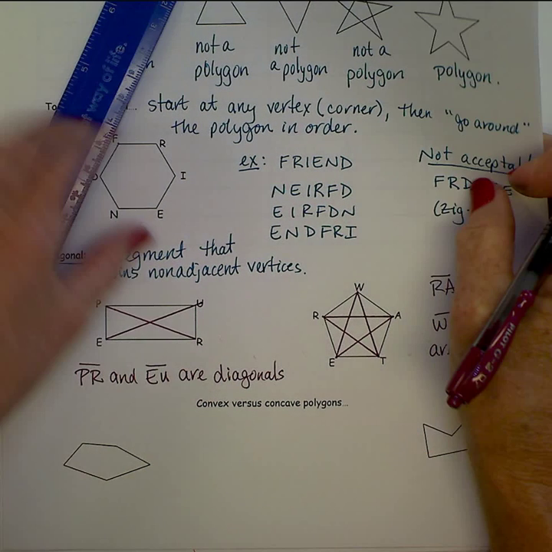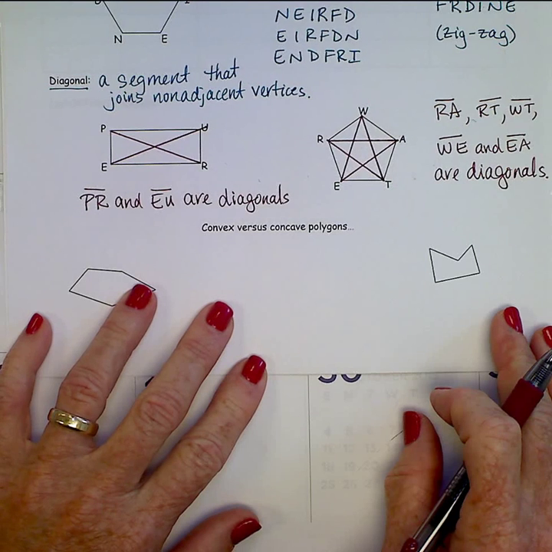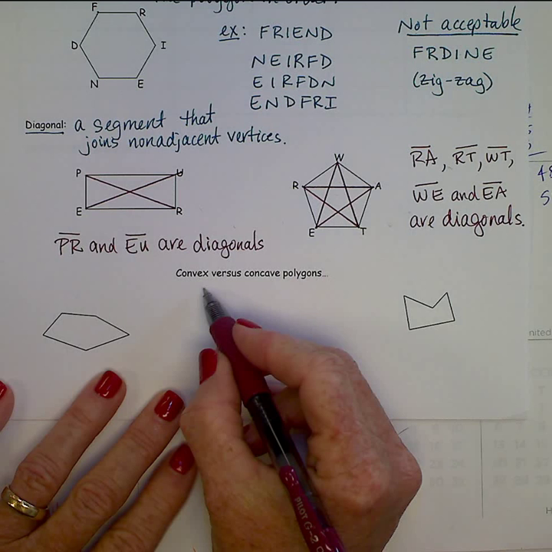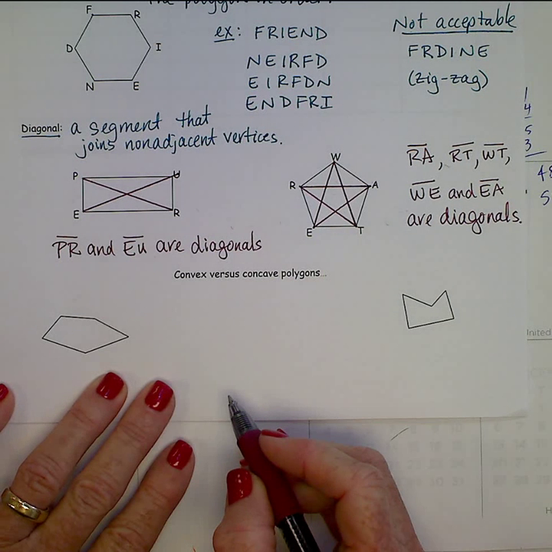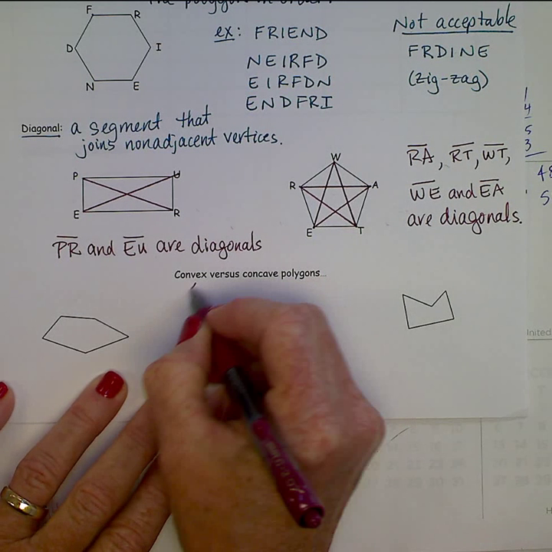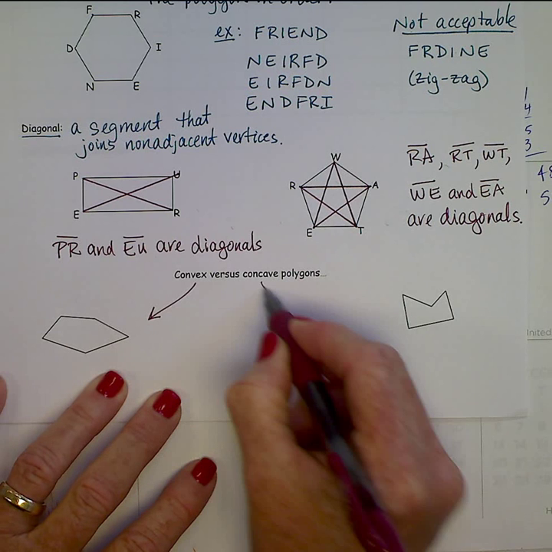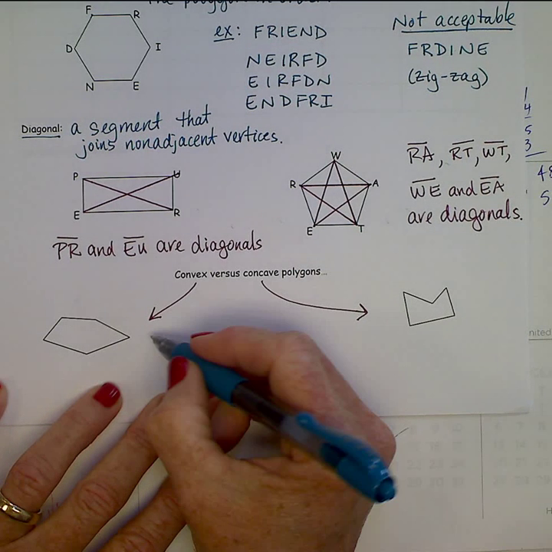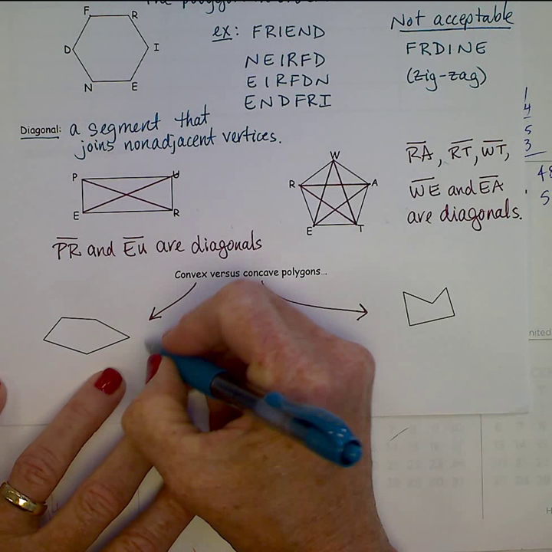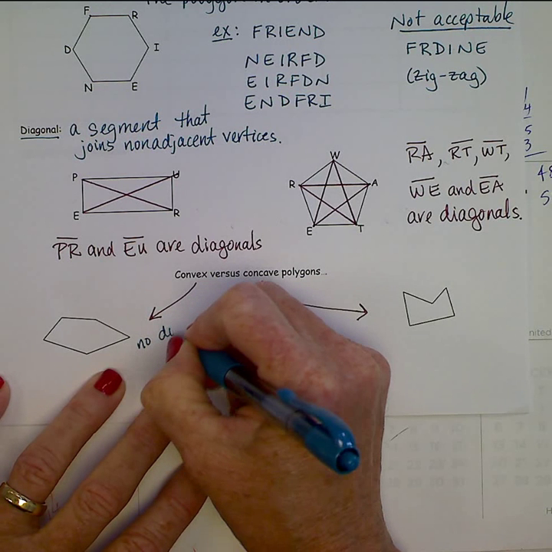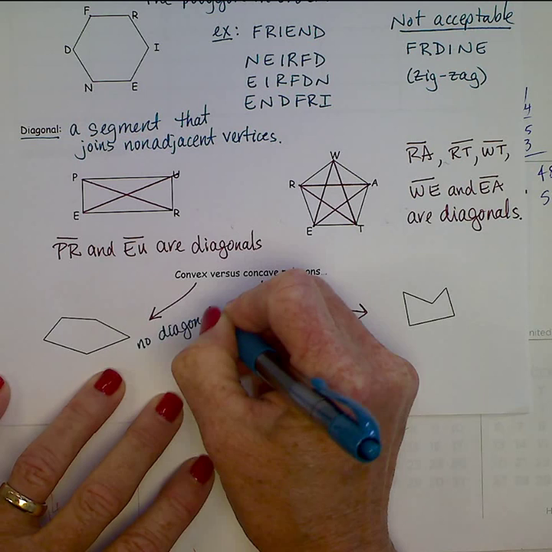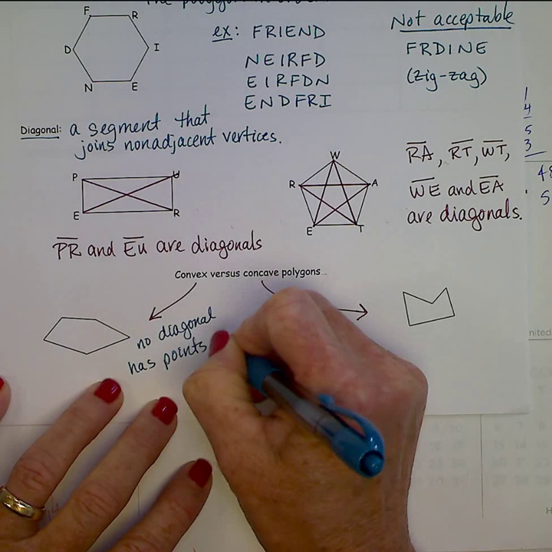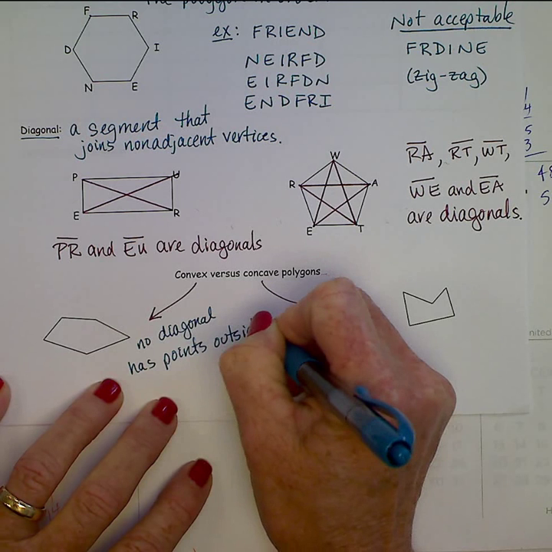Okay, we can also talk about different types of polygons. There are convex and concave polygons. That one's convex. This one's concave. The formal definition for convex is that no diagonal has points outside of the polygon.